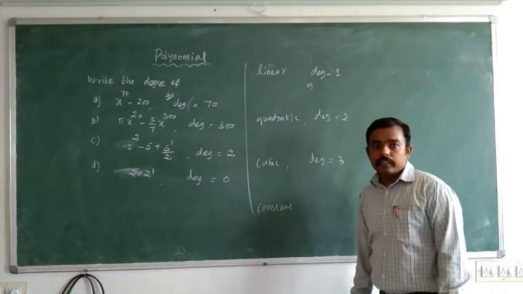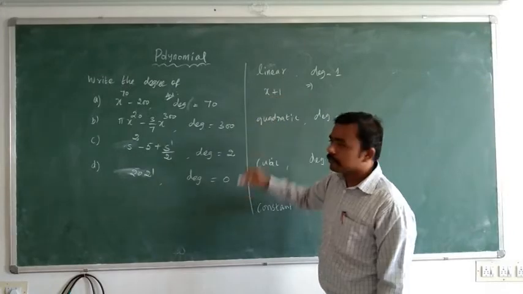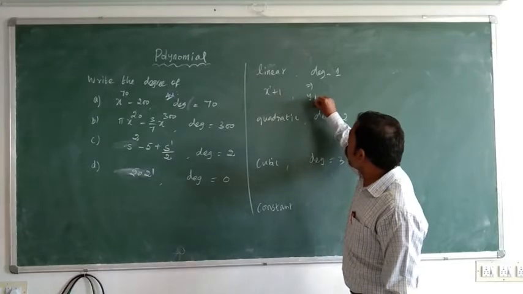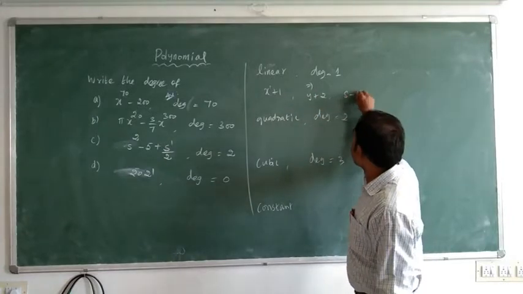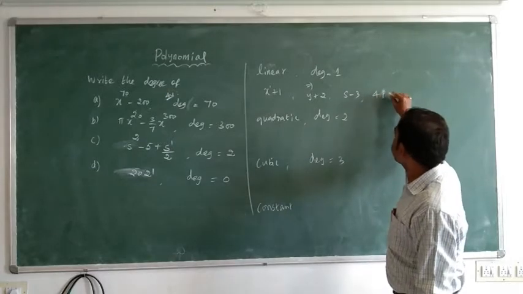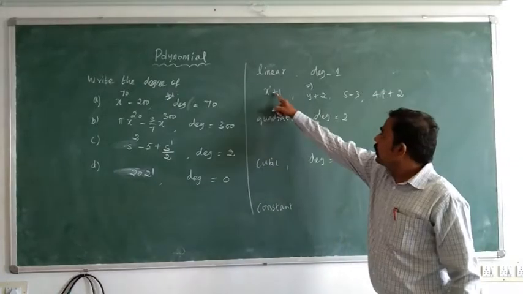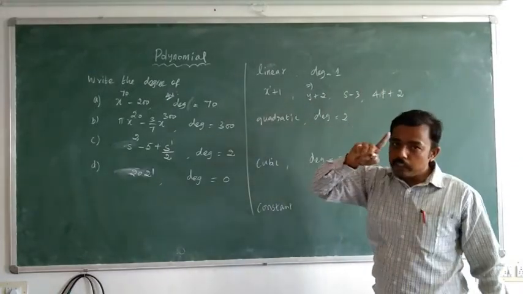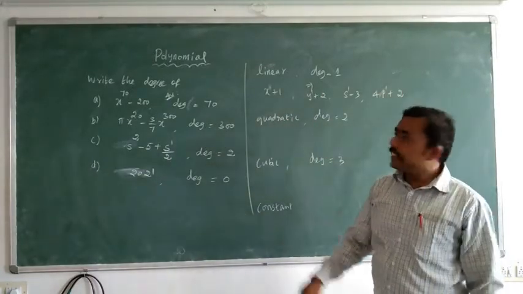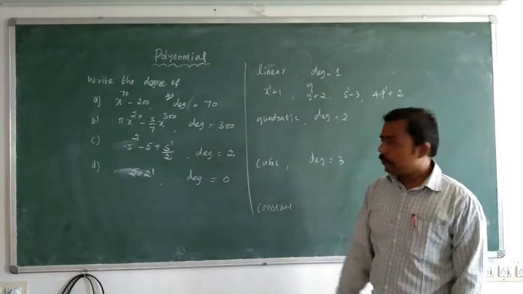So linear polynomial, example, x plus 1. Now the degree of this variable is 1. So y plus 2, s minus 3, 4p plus 2. We have only one variable and check the degree. That is the power term, only 1 without anything means we can consider it as 1. So now the degree of this example is 1. So this is an example of linear polynomial.